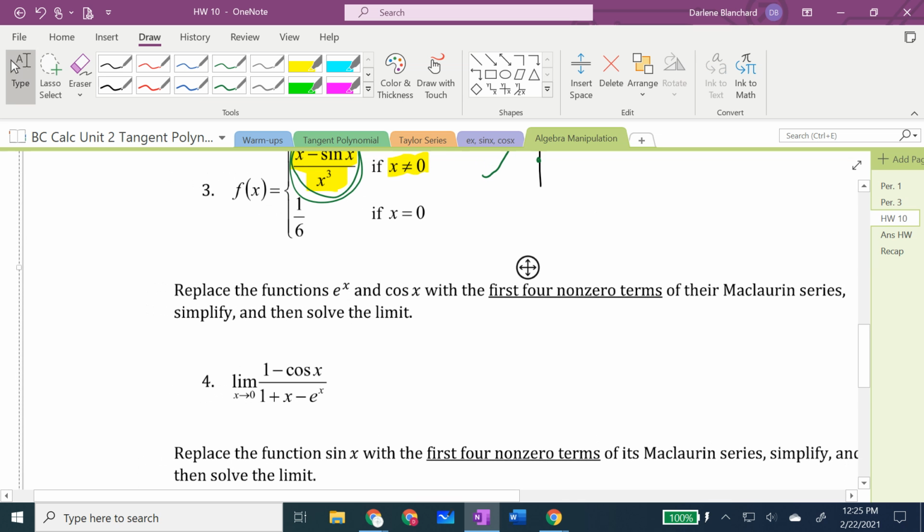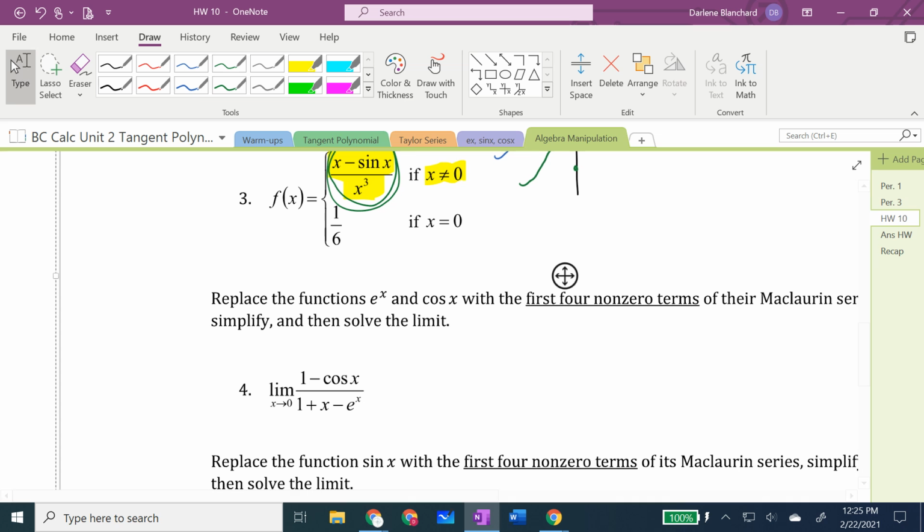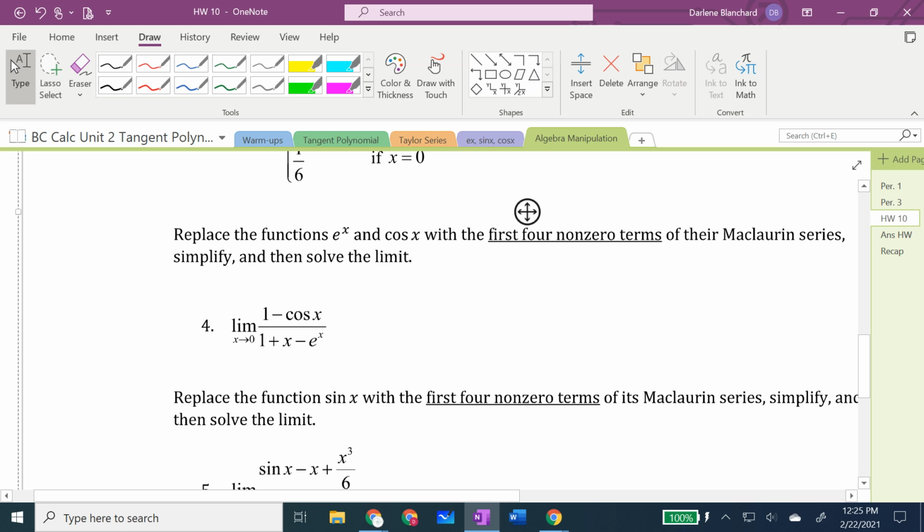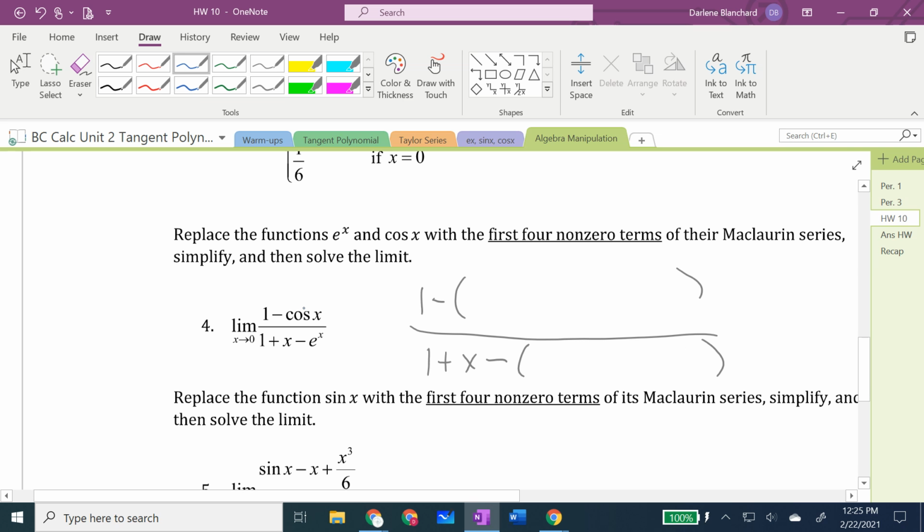So for number 4, I don't remember if I put in more terms than I said in the directions or not, but I mean in the answer key. In the answer key, I might have put more terms than I wrote down there. But basically, what you're going to do is go 1 minus over 1 plus x minus, and then you're going to put in the first 4 non-zero terms of cosine. So the Maclaurin series for cosine, the first 4 non-zero terms.